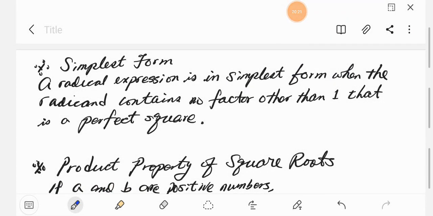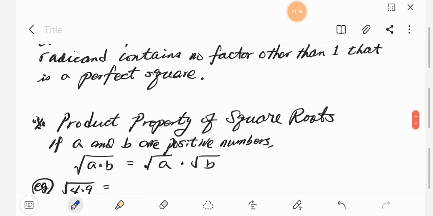Okay, now simplifying a radical expression, the simplest form. Always, a radical expression must be simplified. A radical expression is in simplest form when the radicand contains no factor other than 1 that is a perfect square. What do you mean by this? If a radicand is a product with a factor that is a perfect square, then it can be simplified. But if it's not, then it is in simplest form.